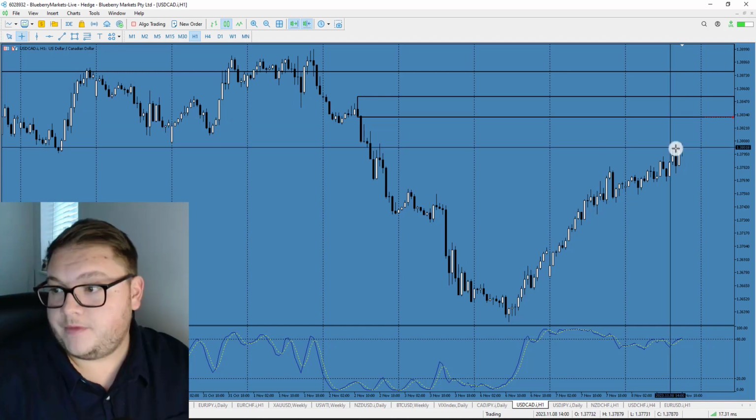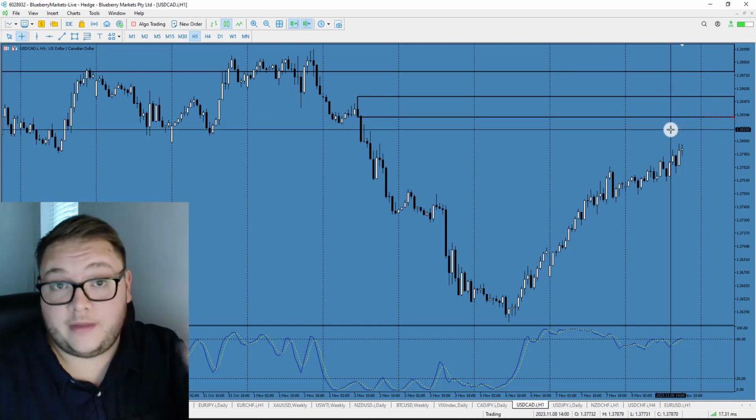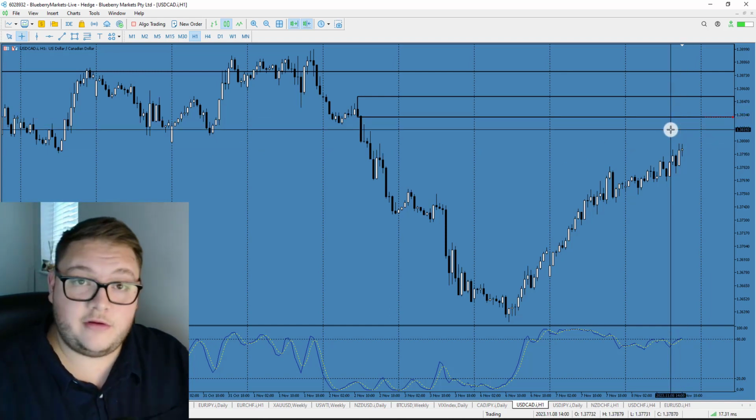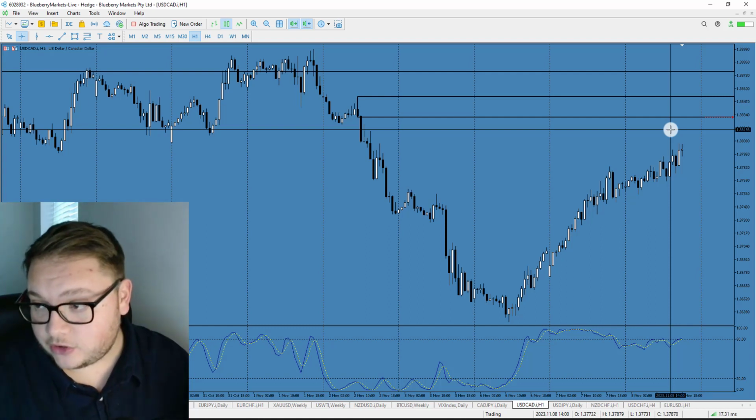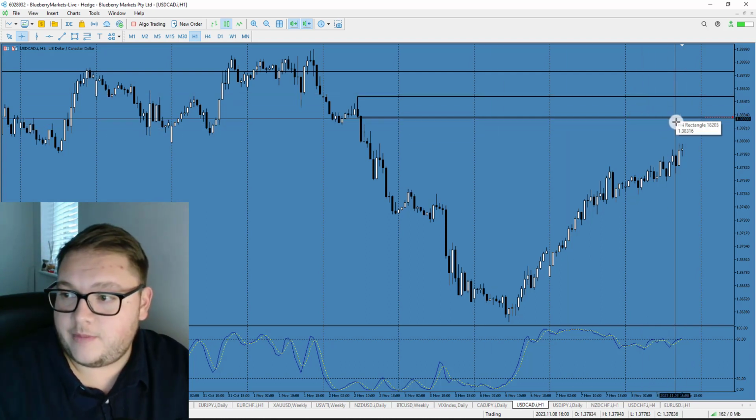Now, set an alert there so that if price comes into that level, we'll be alerted. We'll get a notification on our phone. If you've got MetaTrader 5 on your mobile phone as well, you'll be able to get a notification through to you. And that there is going to be our point of interest.